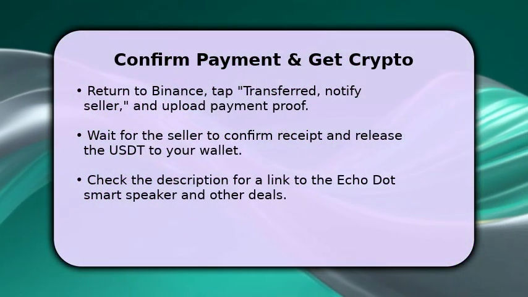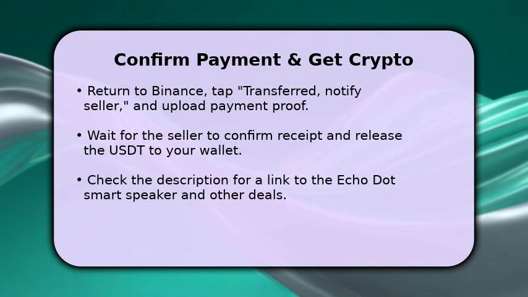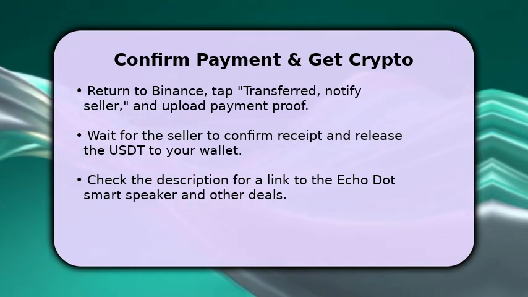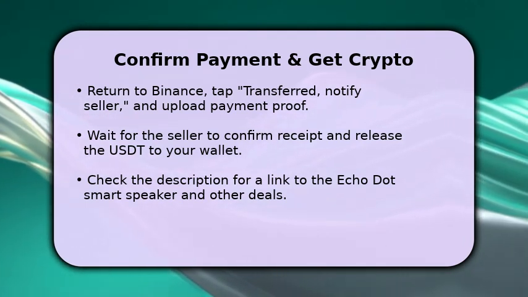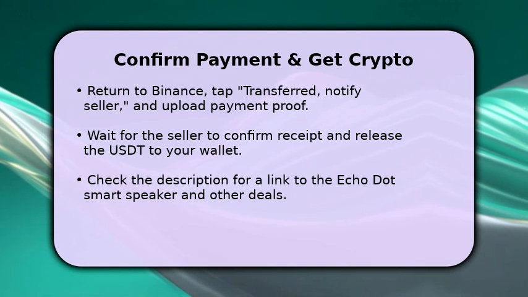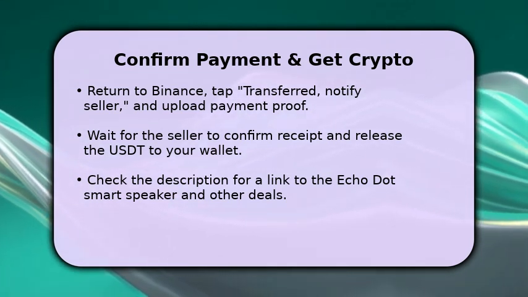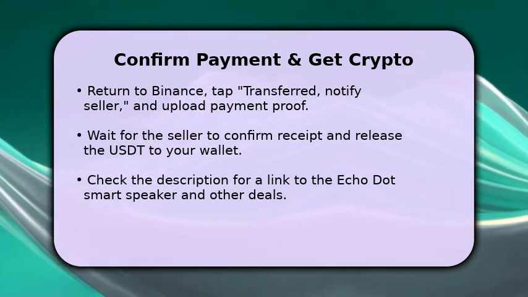After successfully transferring the funds via Easypaisa, return to the Binance app. Tap the Transferred, Notify Seller button and upload a screenshot of your payment as proof. The seller will then verify the payment on their end. Once confirmed, they will release the USD directly into your Binance wallet. You'll receive a notification when the transaction is complete.